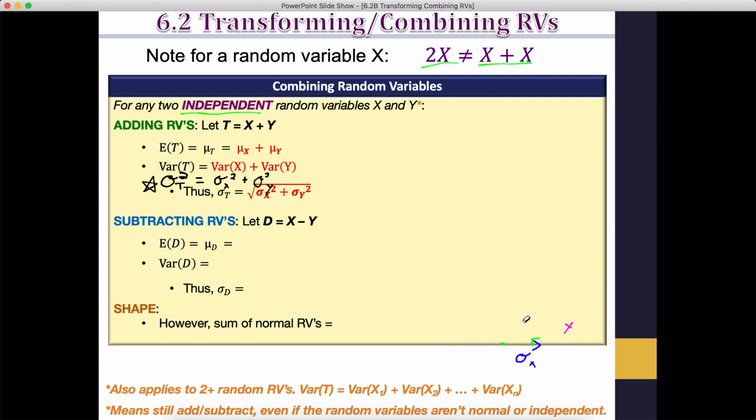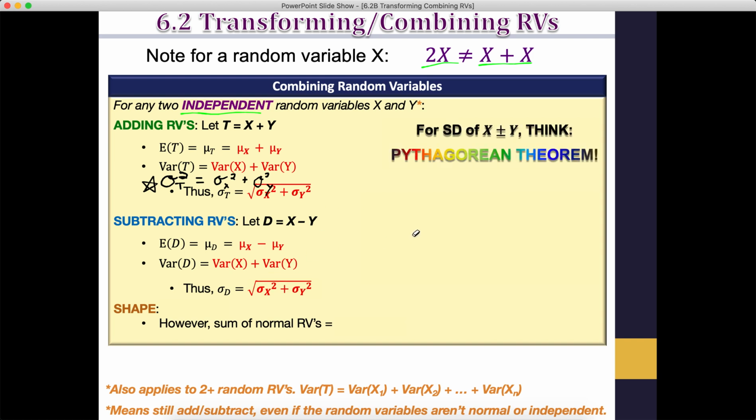And just like the Pythagorean theorem has a conditional that it only works with right triangles, this whole formula right here that I've got starred only works if x and y are independent. It also works with differences, like I said. The mean would be just the difference of the means. The variance would still be the sum. Thus, the standard deviation would be the same thing. And then we have this.